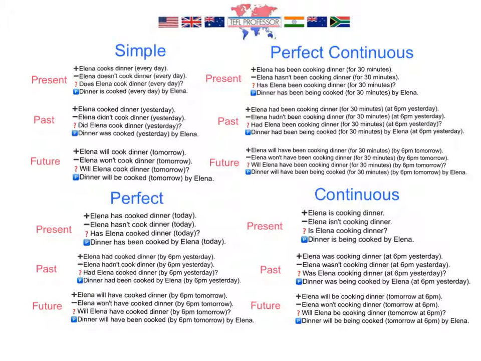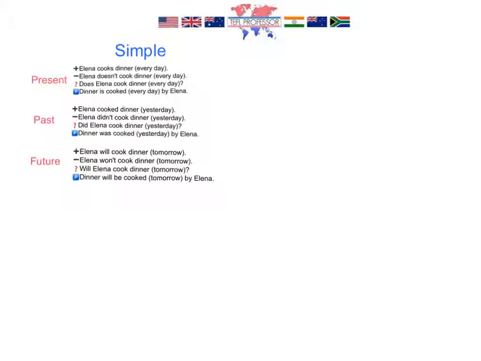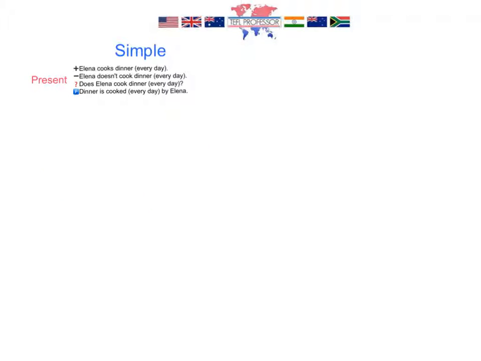So these are all the main tenses that you see in English. Of course, we've got past, present, and future for each of the categories of simple, perfect, continuous, and perfect continuous. I'm going to start out talking about, obviously, the simple tenses: simple present, past, and future.